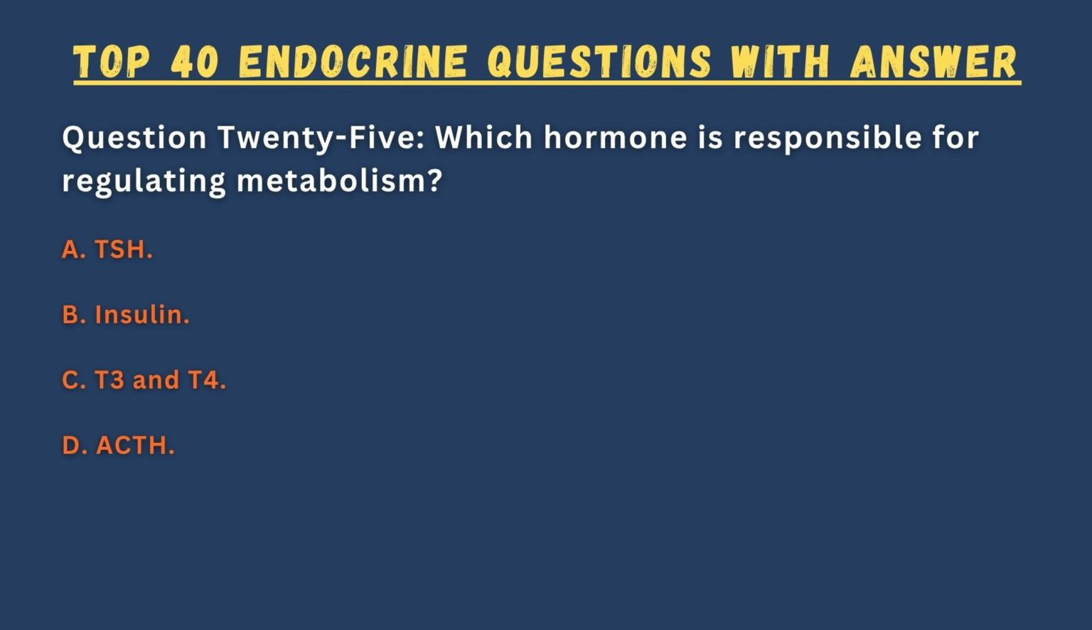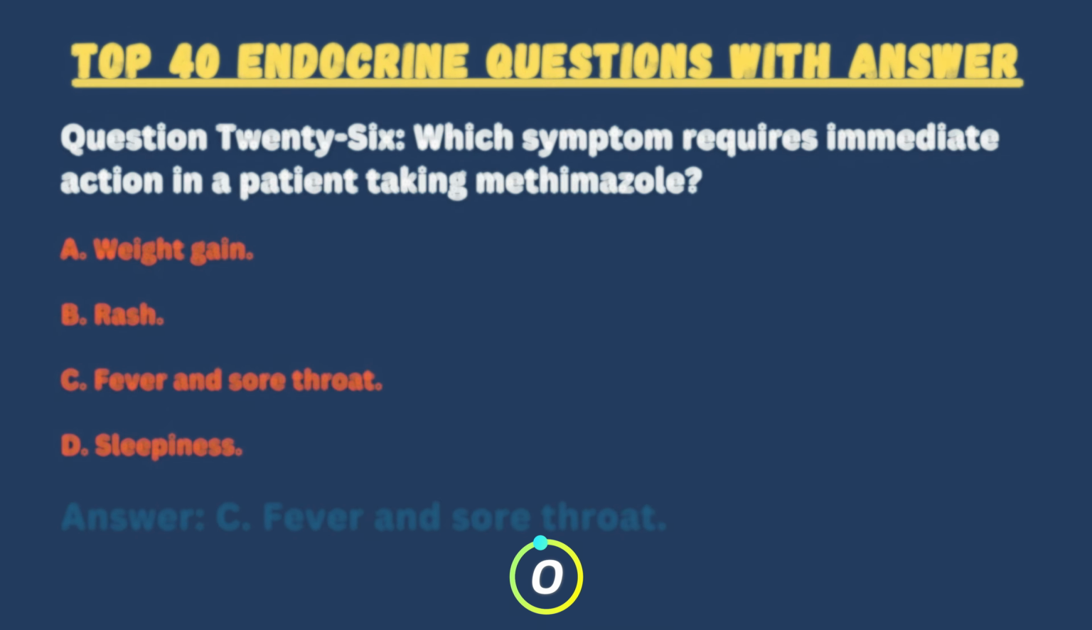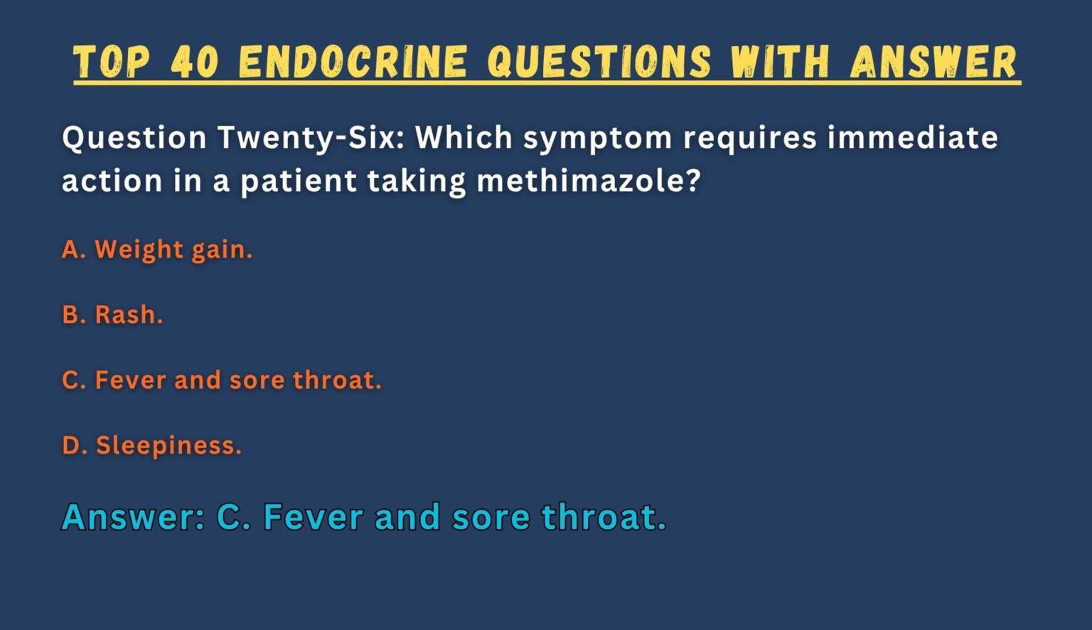Which hormone is responsible for regulating metabolism? A. TSH. B. Insulin. C. T3 and T4. D. ACTH. Answer: C. T3 and T4. Question 26. Which symptom requires immediate action in a patient taking methimazole? A. Weight gain. B. Rash. C. Fever and sore throat. D. Sleepiness. Answer: C. Fever and sore throat.